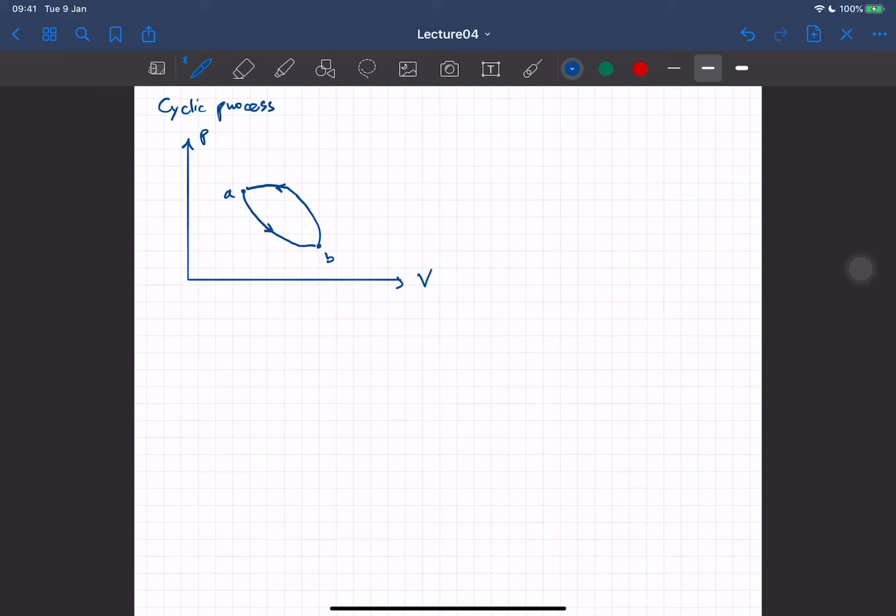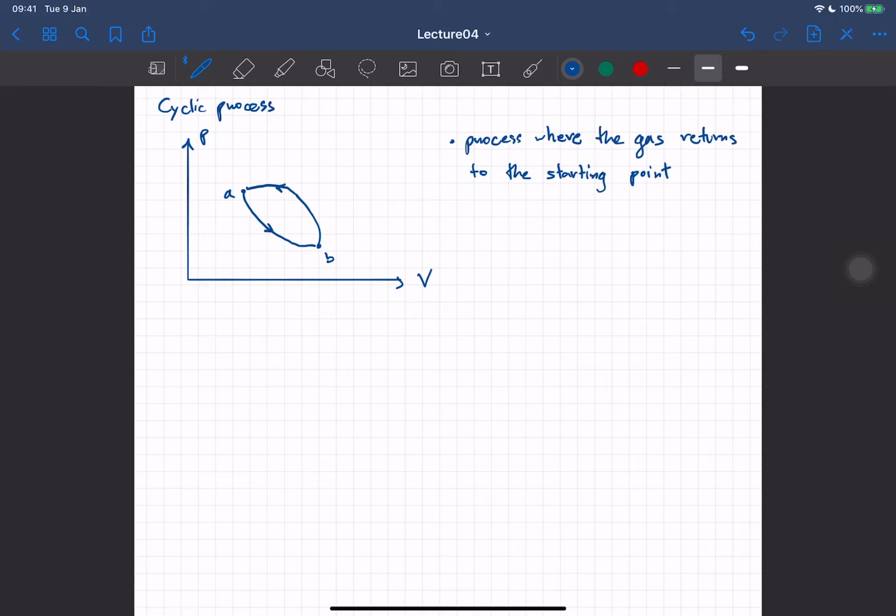Okay, so this is what we call a cyclic process. So a cyclic process means that a process where the gas returns to the starting point in the PV diagram. Okay?